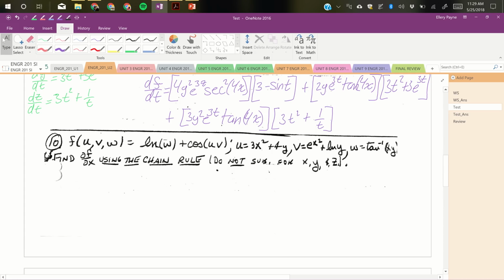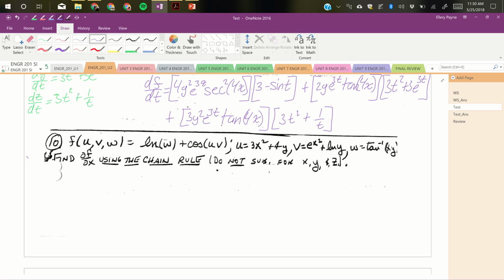So it's the same deal as the previous problem, but a little different. I wanted to note that on the last problem we wrote df dt, and we were able to do that because t was the only variable for each of the functions x, y, and z. But now u, v, and w are functions of x and y, so we have to do partials at this point. You're able to do a full derivative when there's only one variable in the function, but now there are two variables in each function, so we have to use partials.